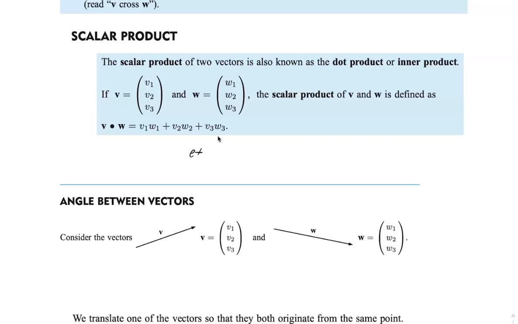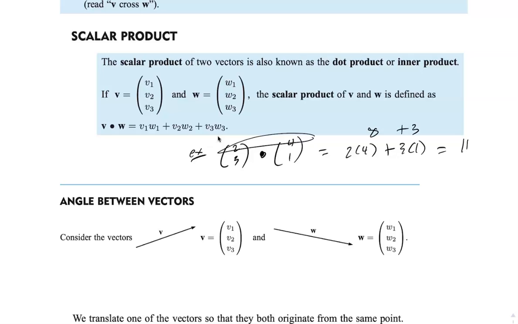So for example, if we had two vectors like this, and I asked what is the dot product? All we do is multiply the corresponding parts. So 2 times 4 plus 3 times 1. Now I would get 8 plus 3, which is 11. So that's how you do a scalar product. Again, that formula is in your formula sheet.